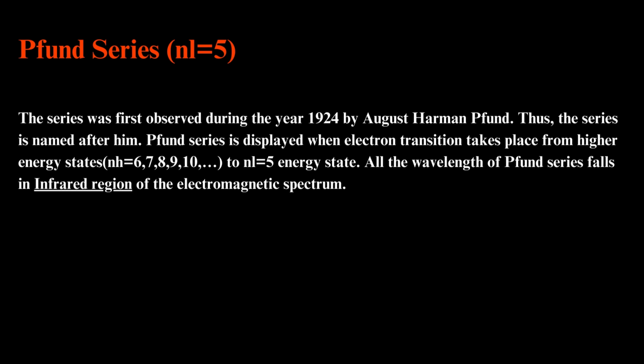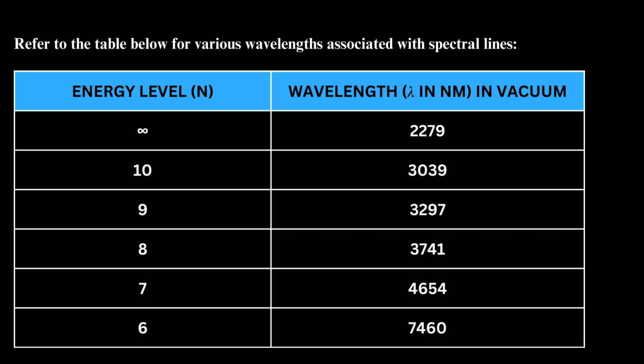Pfund series is displayed when an electron transition takes place from higher energy states, nH equals 6, 7, 8, 9, 10, to the nL equals 5 energy state. All the wavelengths of Pfund series fall in the infrared region of the electromagnetic spectrum. Refer to the table below for various wavelengths associated with spectral lines.